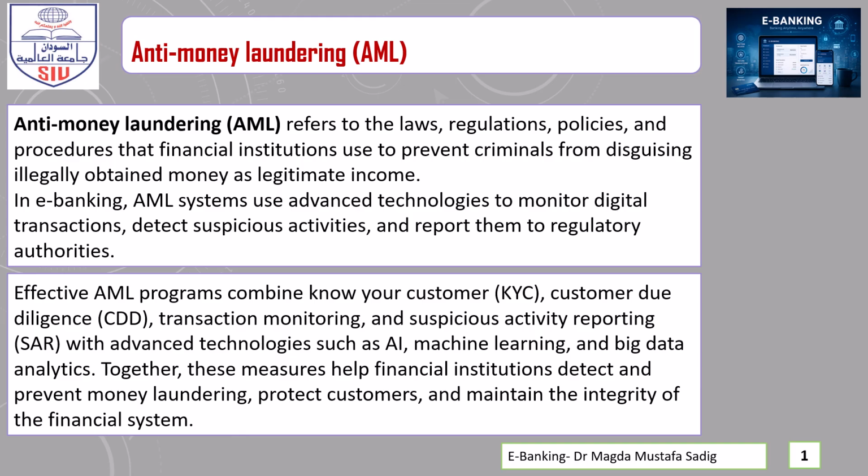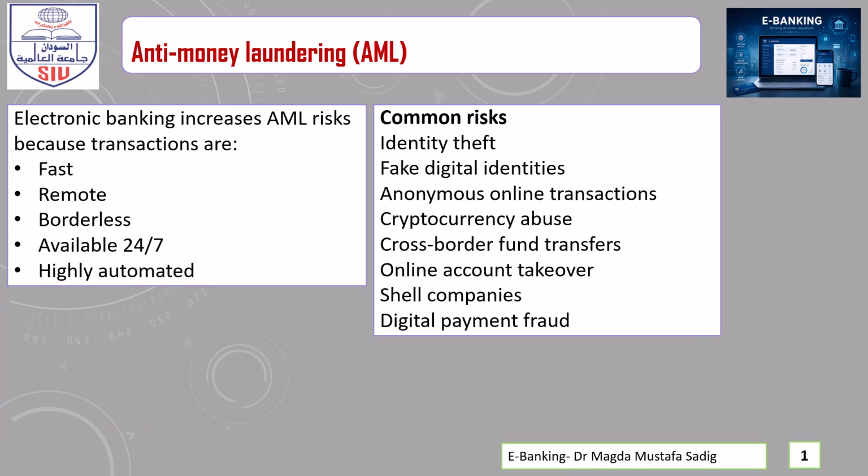Modern anti-money laundering systems rely on artificial intelligence, machine learning, and big data analytics. These technologies automatically identify suspicious transaction patterns. Example, if a newly opened account suddenly receives multiple international transfers worth hundreds of thousands of dollars, the system may automatically flag the account for investigation.